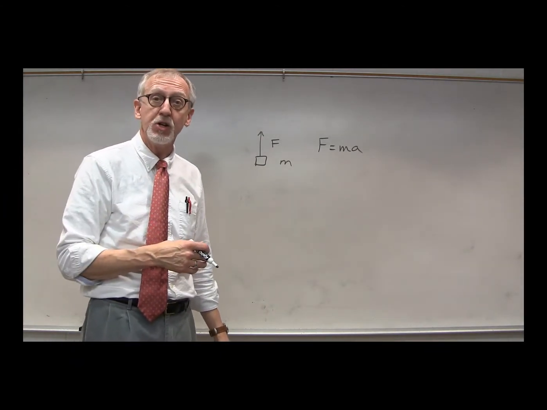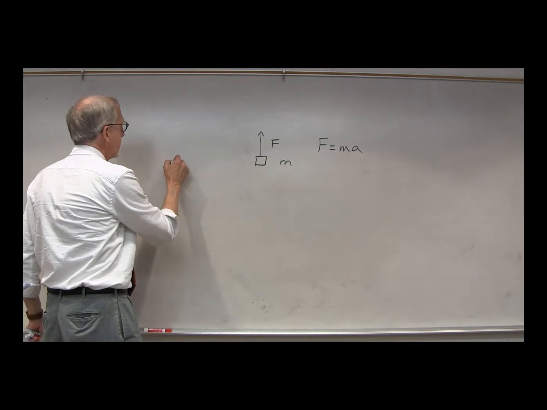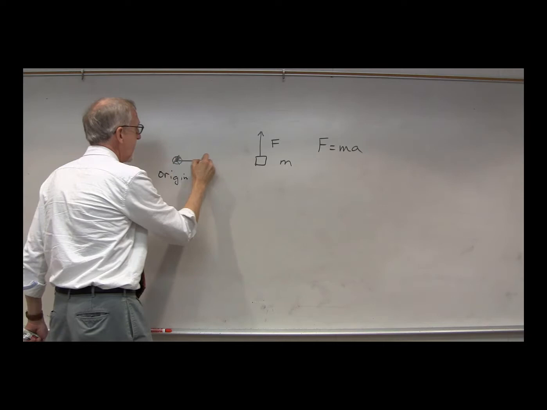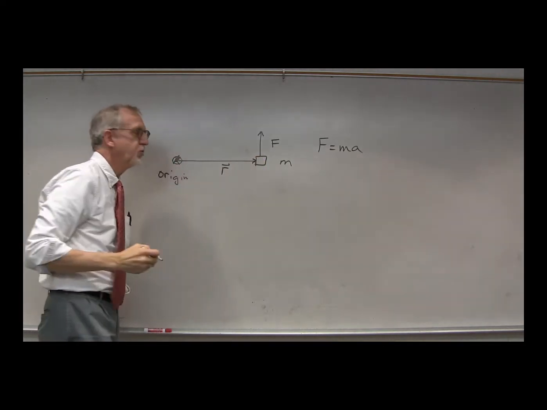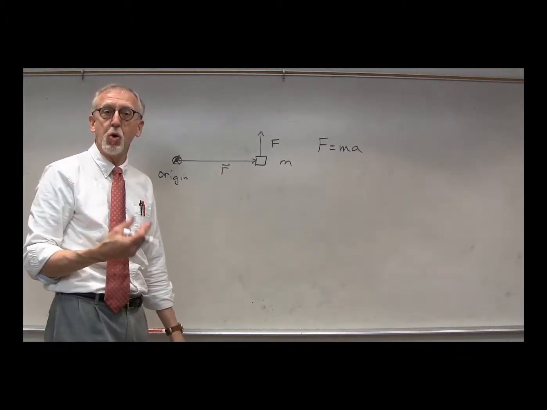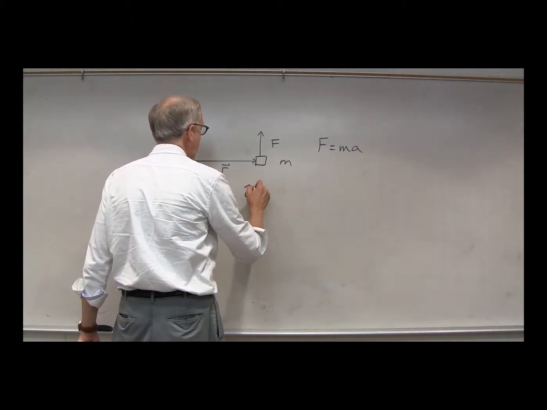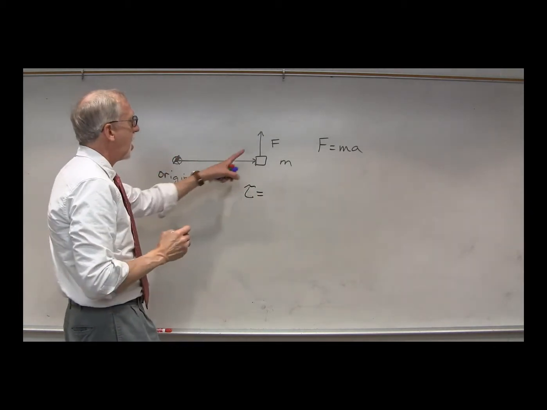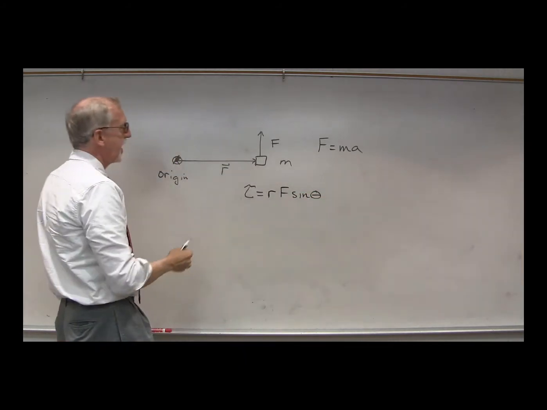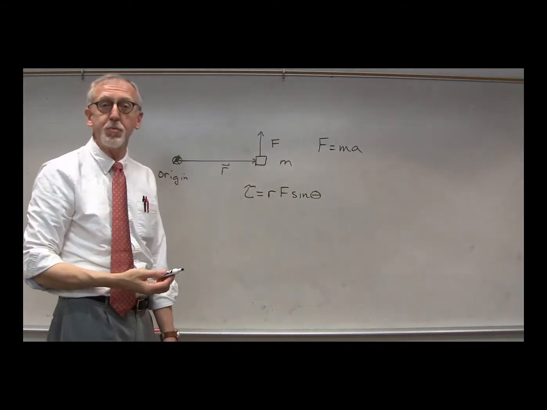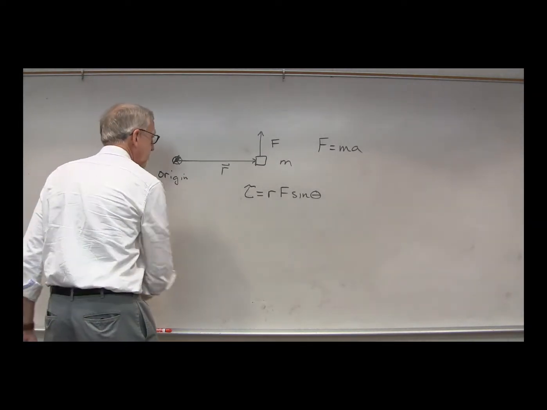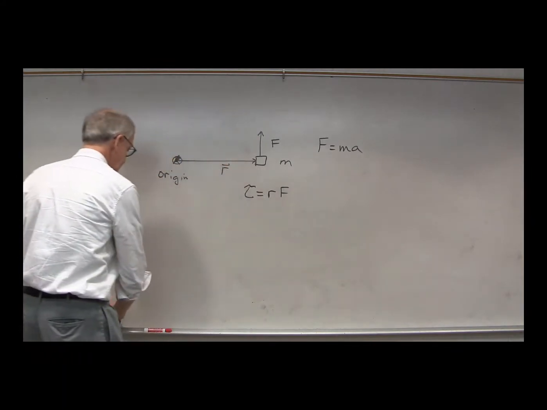Let's define an origin, and let's just put the origin over here, so that our r vector is perpendicular to F. That'll just make it a little bit easier to analyze. So what kind of torque do we have? Well, we know that the torque is equal to rF sine theta. In this case, I've arranged it so that the force is perpendicular to r, so theta will be 90 degrees, sine of 90 is 1, so we'll just say that the torque is rF.